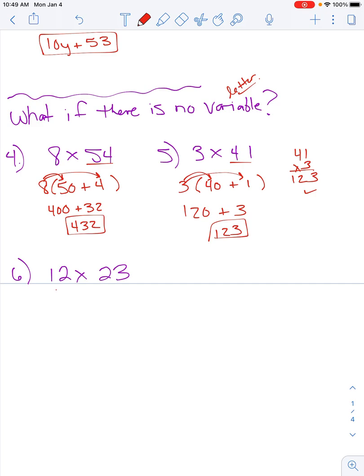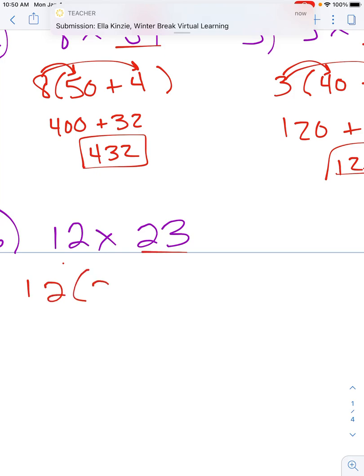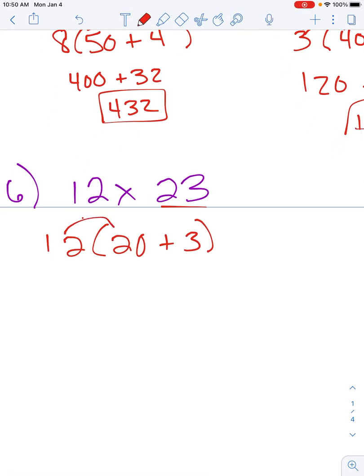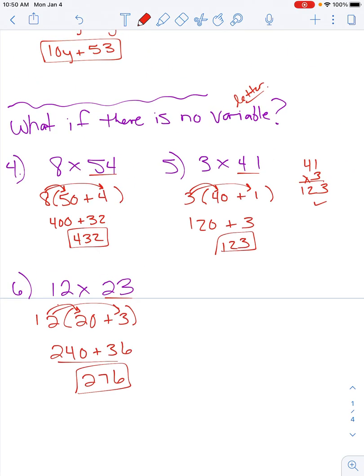And then number 6 is a little bit different because both numbers are 2-digit numbers. So you could really do this either way. You could do 23 on the outside and then do 10 and 2 on the inside, or do 12 on the outside and then break down 23 into 20 and 3. It does not matter. Okay. 12 times 2 is 24. So 12 times 20 would be 240. And then 12 times 3 is 36. Add them together to get 276. Okay, so that would be what is new today, that if there are no variables.